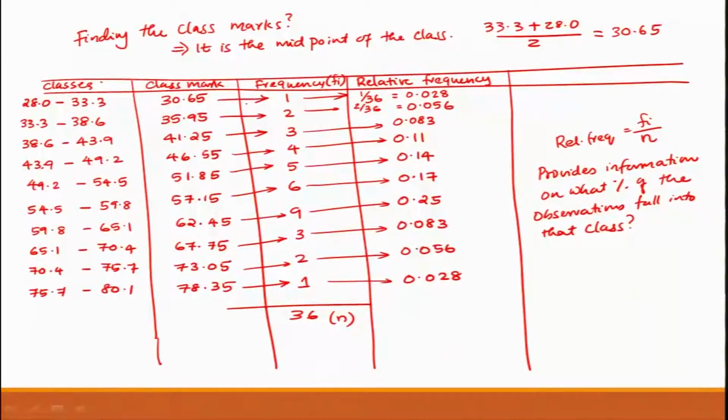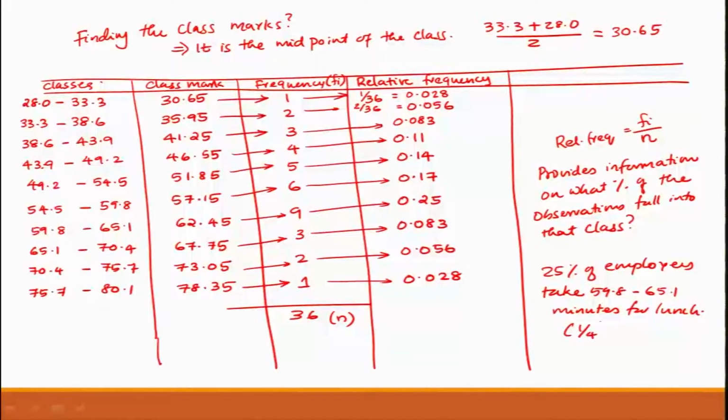In this case you can see that about 25% of employees take 59.8 to 65.1 minutes for lunch. So, one-fourth of the total crew takes somewhere close to about 1 hour for lunch. There are people who finish lunch early also, but it is a very small number.